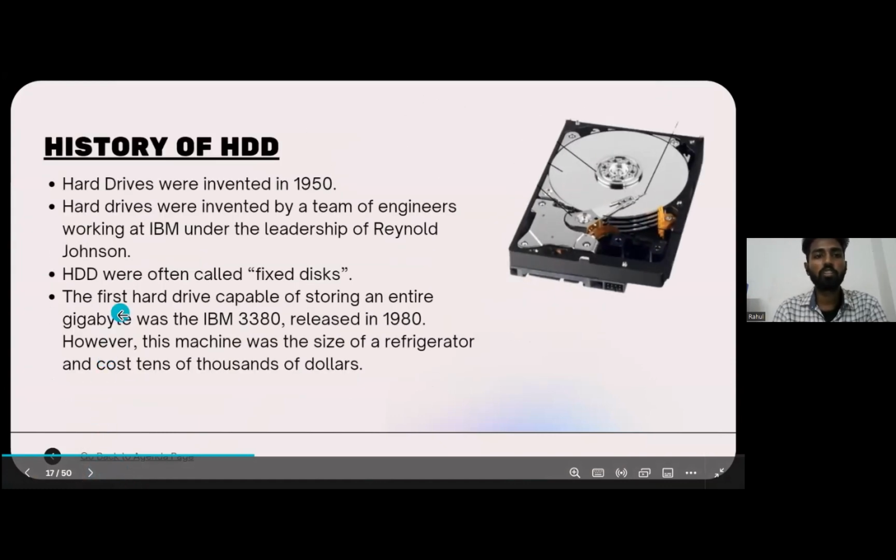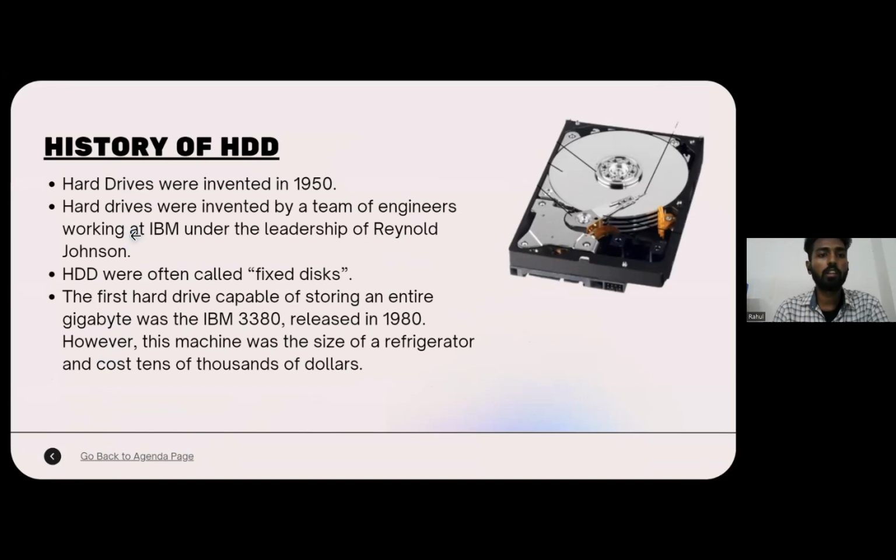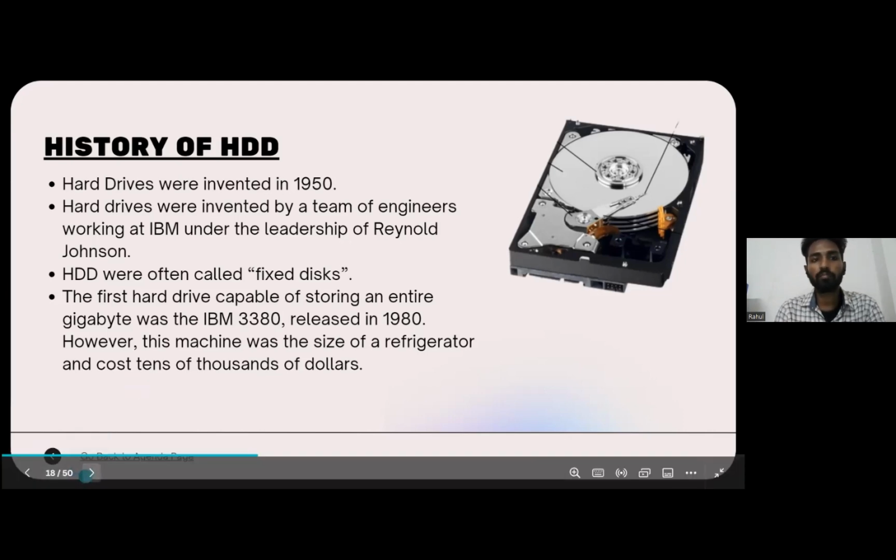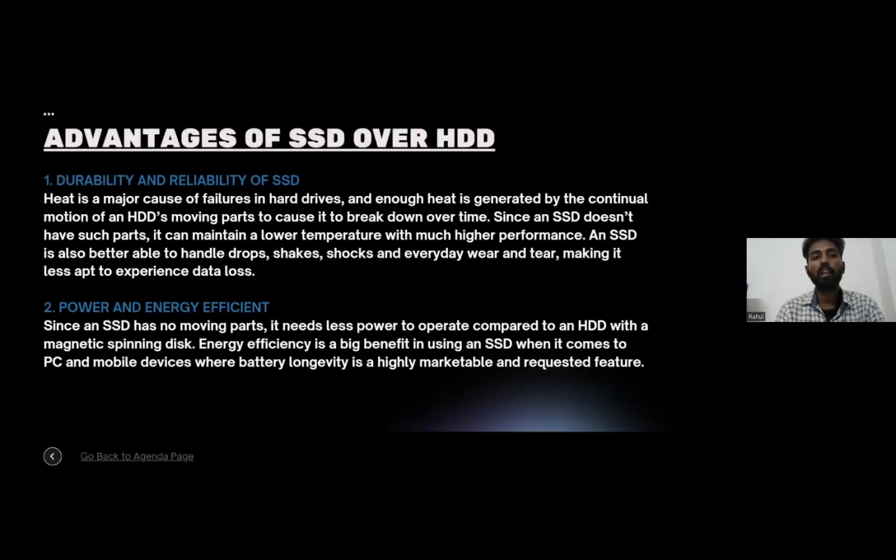We will now see the history of HDD. Actually, HDDs were introduced in the 1950s. Hard drives were invented by a team of engineers working at IBM under the leadership of Reynold Johnson. HDDs are often called fixed disks. The first hard drive capable of storing an entire gigabyte was the IBM 3380. It was released in 1980. However, this machine was quite big. It was the size of a refrigerator and cost tens of thousands of dollars. It was quite expensive.